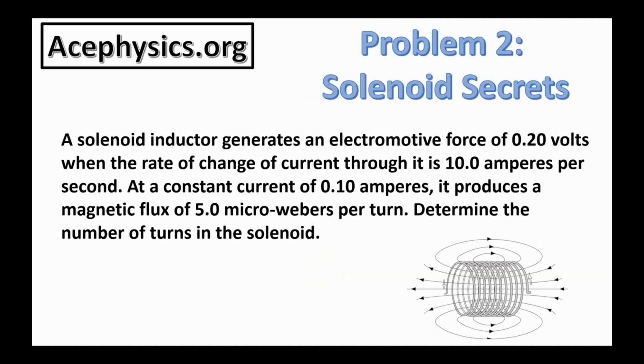Problem 2, Solenoid Secrets. A solenoid inductor generates an electromotive force of 0.2 volts when the rate of change of current through it is 10 amps per second. At a constant current of 0.1 amps, it produces a magnetic flux of 5 microwebers per turn. And the question wants us to determine the number of turns in the solenoid.